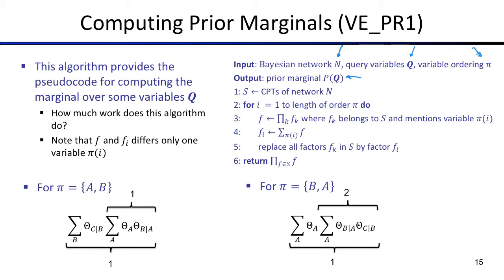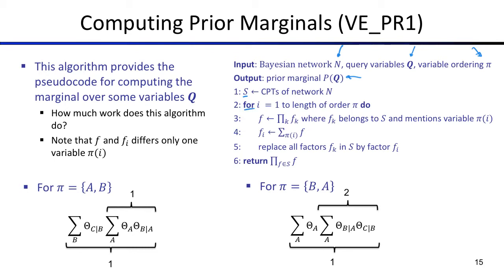So we start with a set S that is all CPTs that we have in the network, in the Bayesian network N. And we're going to iterate through the variable ordering pi and take one variable at a time. So that is this for loop here.